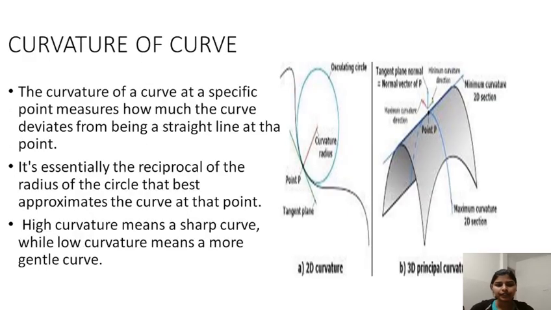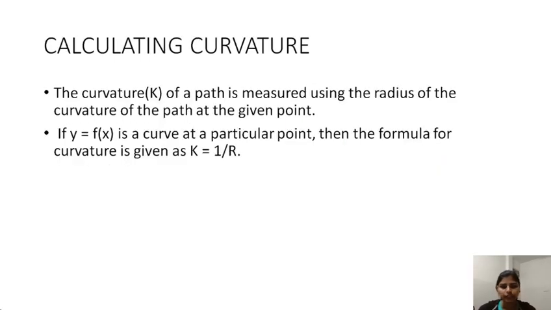And the curvature of a curve: the curvature of a curve at a specific point measures how much the curve deviates from being a straight line at that point. It is essentially the reciprocal of the radius of the circle that best approximates the curve at the point. High curvature means a sharp curve, while low curvature means a more gentle curve.